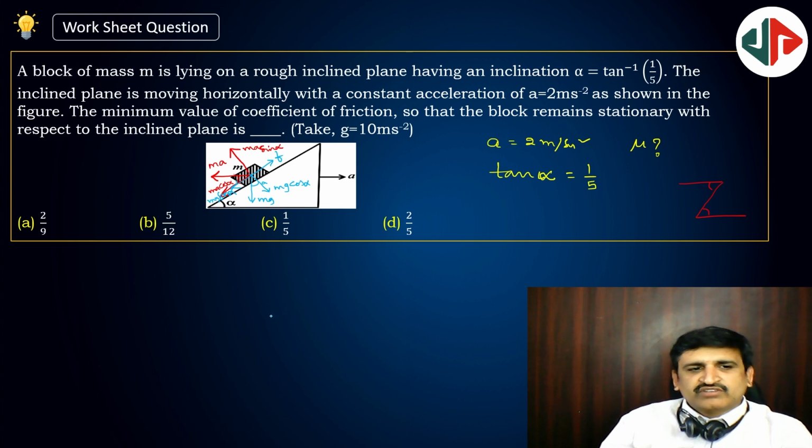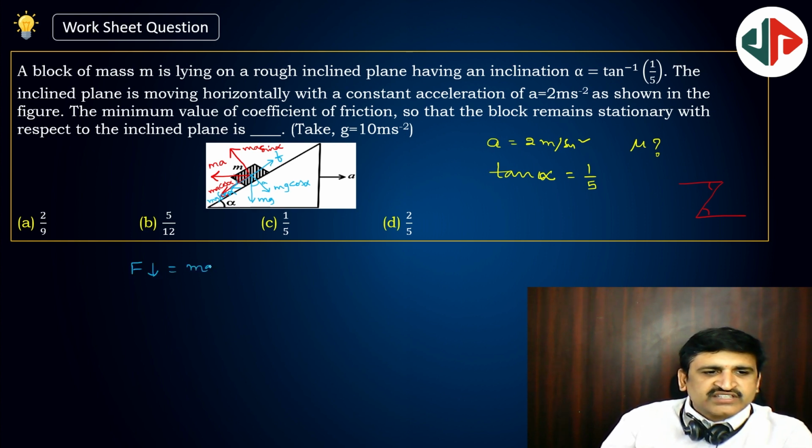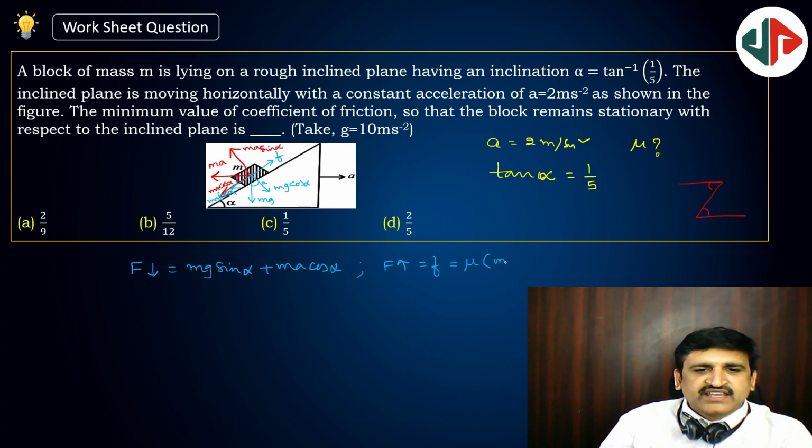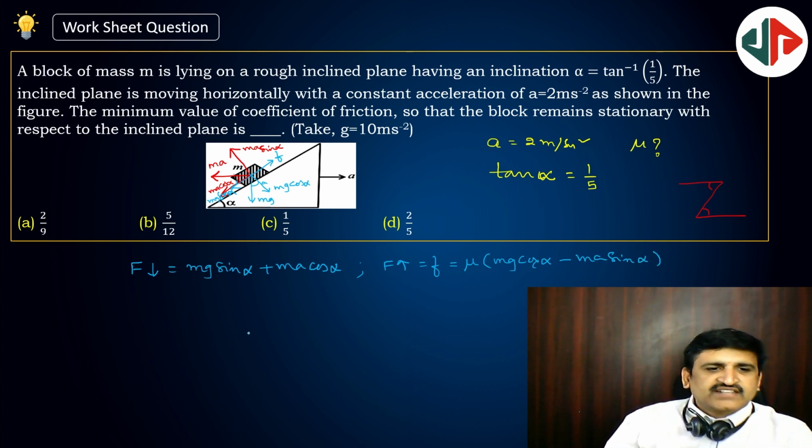So what are the downward forces? Downward forces are mg sin alpha plus ma cos alpha. Okay, what are the upward forces? The upward force is the friction force, that is equal to mu N. Mu N is mg cos alpha minus ma sin alpha. Yeah, so it is under balanced condition. That's why both are equal.